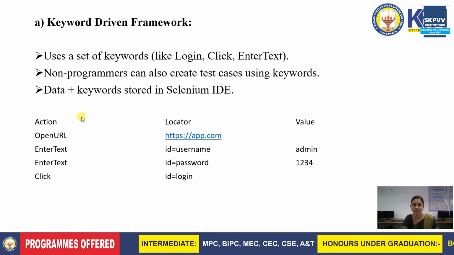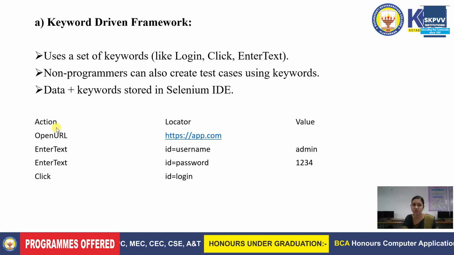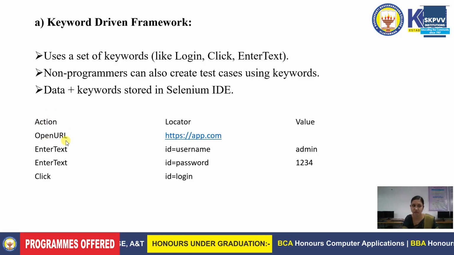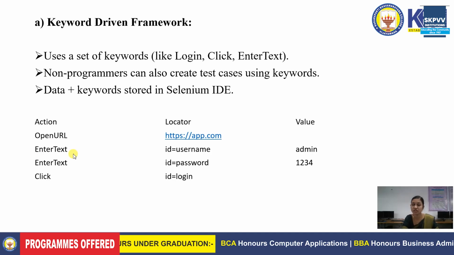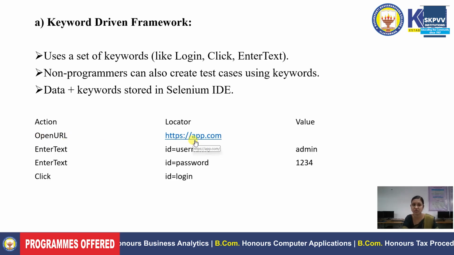Let us take an example. I can do an action, meaning whatever the user can do: open URL, enter text. What can the user enter in the text? Username. What is the next step? Entering the password. And the next one, the user can click on login. Let us see. The user can open the URL, https app.com. The value should not be displayed. Why? Because the direct link will be opened in the browser.